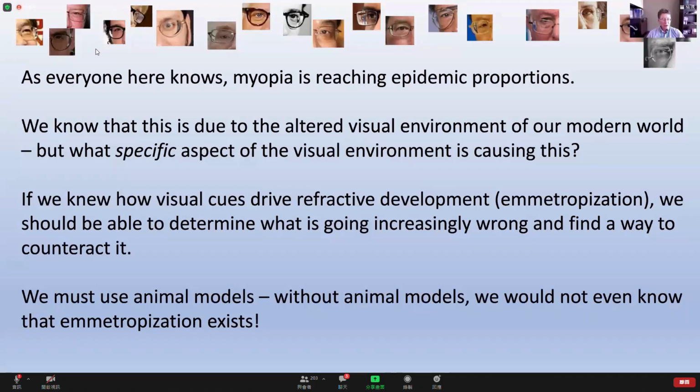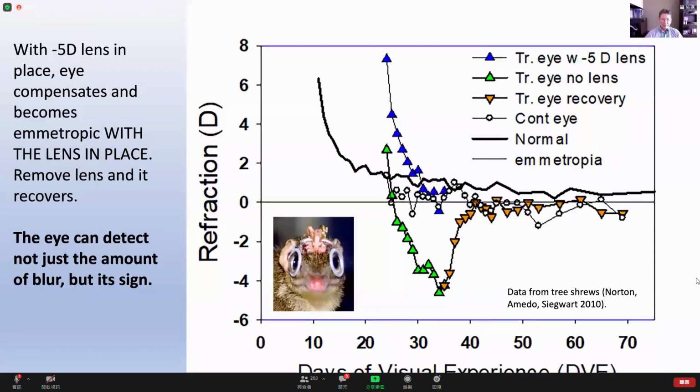Aside from ethical concerns, humans simply take too long to develop. Without animal models, we wouldn't even know that emmetropization exists. So here's an example. Here is a tree shrew, and you can have them wear these goggle frames. And we measure their refractions.